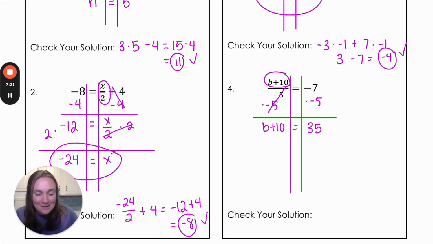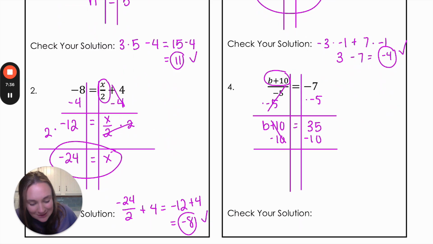Now this time our second step, again, I want that B by itself. So I want to get rid of that plus 10. And so the opposite of plus 10 is going to be to subtract 10 from both sides. Draw your big line. Plus 10 minus 10 makes 0. I get to bring down B all by itself, which is what we want. 35 minus 10 gives me 25.